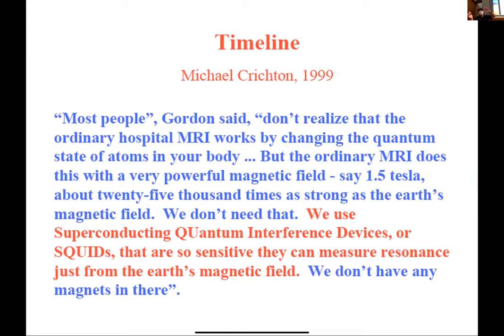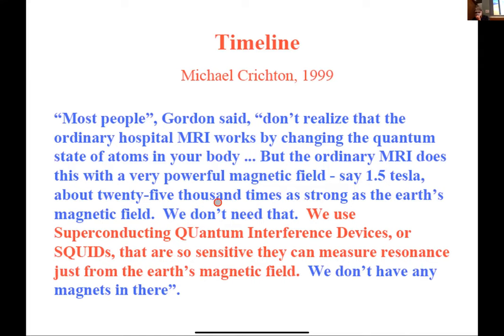It used to be there were these books and movies in the 80s or 90s, like Jurassic Park was a big movie. The author was a doctor who became a novelist. And what he said was that, in MRI, you don't need something this strong. We use SQUID devices, so sensitive that you can measure using just the Earth's magnetic field. We don't have any magnets in there.